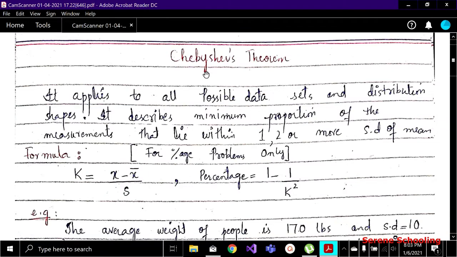Today we will see Chebyshev's theorem and we will be focused mainly upon solving the problems related to this theorem. But first we have to know that it applies to all possible data sets as well as all the distribution shapes. Like the shape can be normal, symmetric, skewed, or anything like this, okay? And another important thing is it describes the minimum proportion of the measurements. Minimum, okay, not maximum. Where the minimum case is discussed, there we can use Chebyshev's theorem. And that lie within one, two, or more standard deviations of the mean.